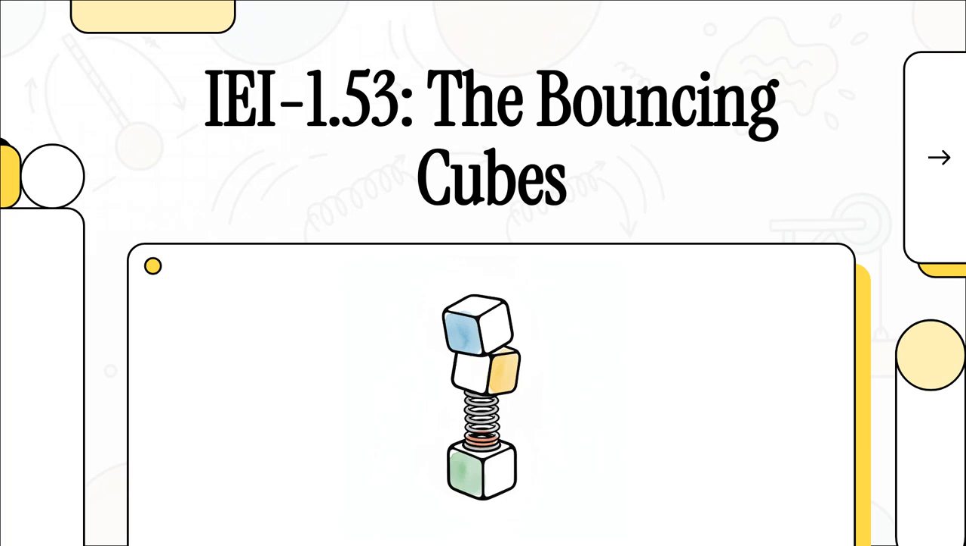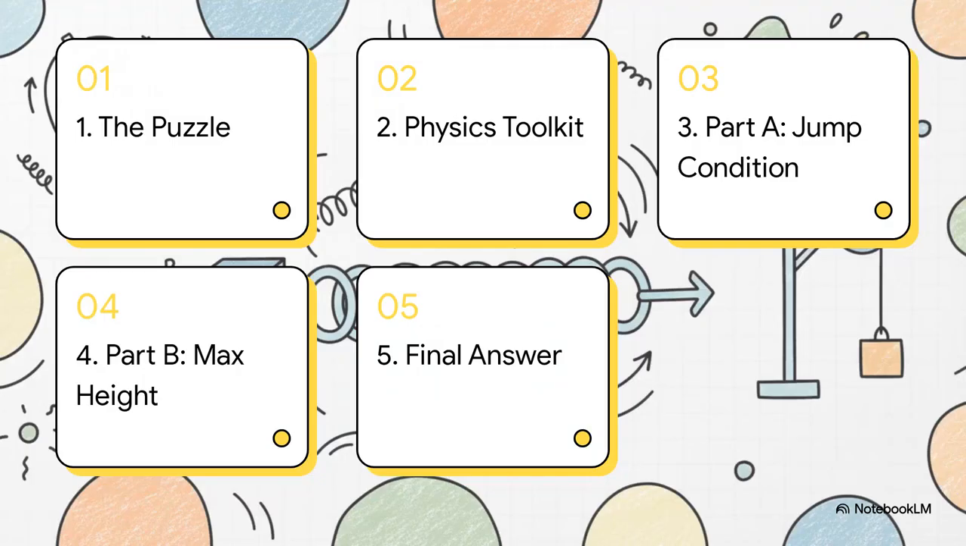All right, let's tackle a classic problem from I.E. Irodov's famous physics collection, problem 1.53. It's a fantastic puzzle about bouncing cubes, compressed springs, and the exact moment everything decides to jump into the air. Let's dive right in.